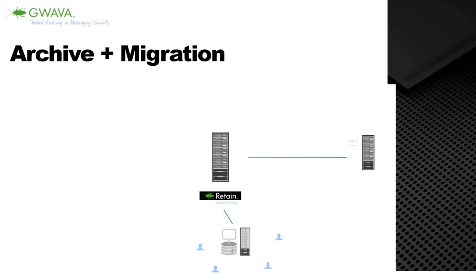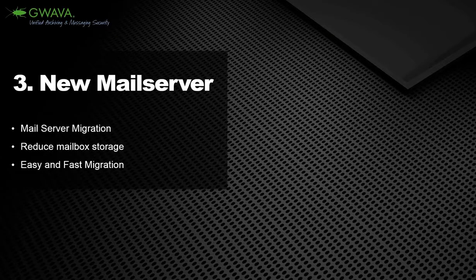The third scenario is a new mail server. If you, for example, migrate from Exchange 2010 to Exchange 2013, you're not able to just update the old server. You have to install a new server and then migrate the data over into the new server. So with an archiving solution in place, a third-party archiving solution, mail server migration is a lot easier because you can reduce your mailbox storage size, and because of that it is a lot faster to migrate the mailboxes over to the new server.